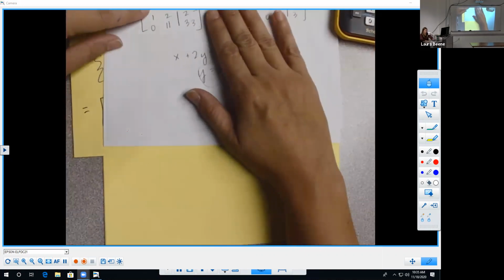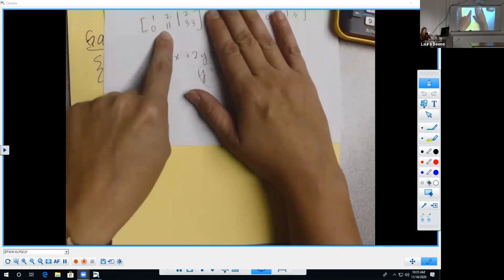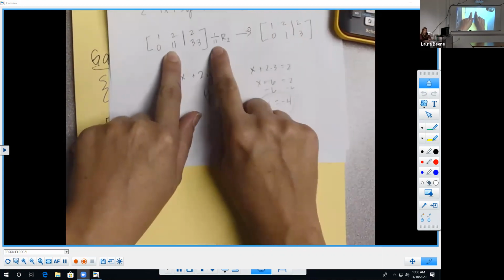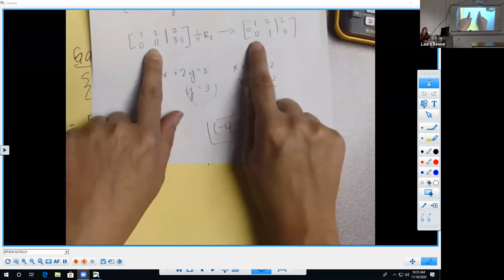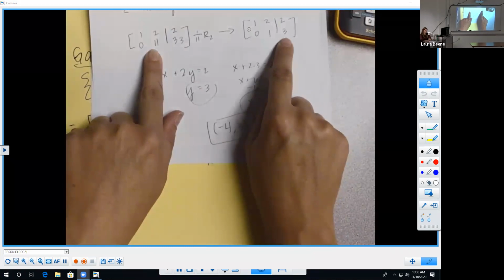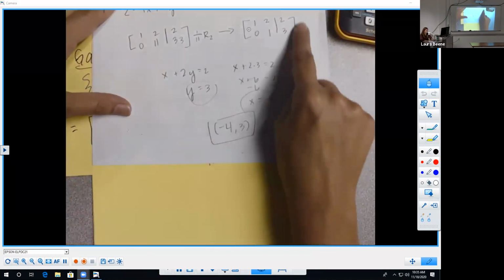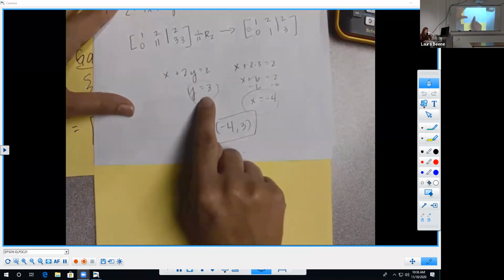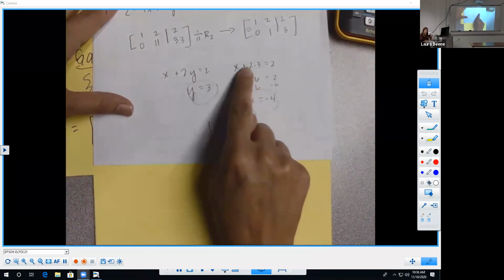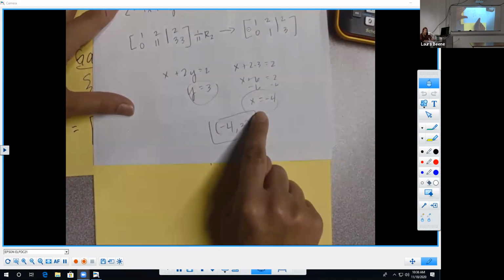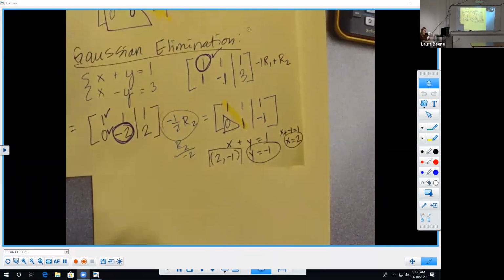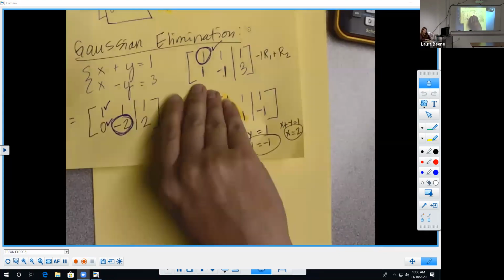So now I have 1, 0. I need to get a 1 right here. The way to turn 11 to a 1 is divide by 11. So I divided by 11. That bottom row becomes 0, 1, 3. So then from here, I write my equations. x plus 2y equals 2, y equals 3. Plug in 3 for y, solve for x, get -4. Does that make sense? Okay, let's move on to a 3 by 3 problem.